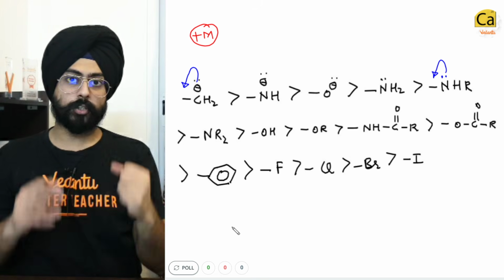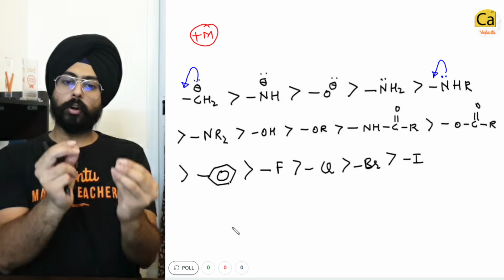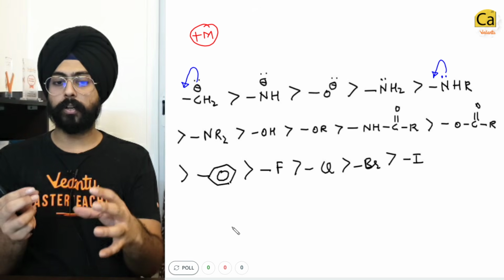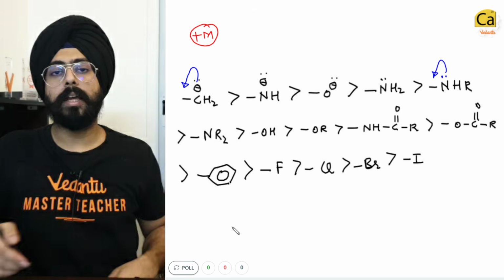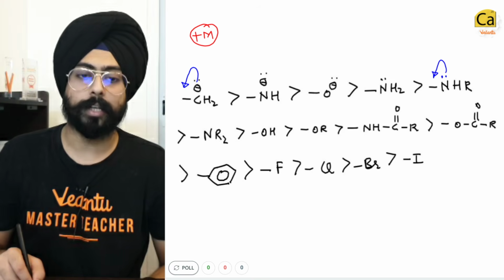So in all of these cases, you will realize there is either a negative charge or a certain lone pair that is present on these particular systems that can be donated into the rest of the carbon chain or the ring.